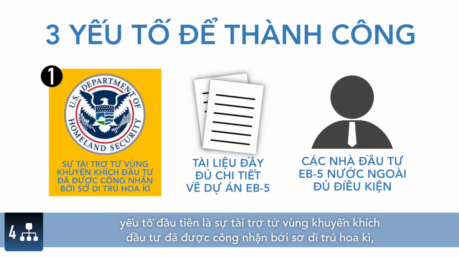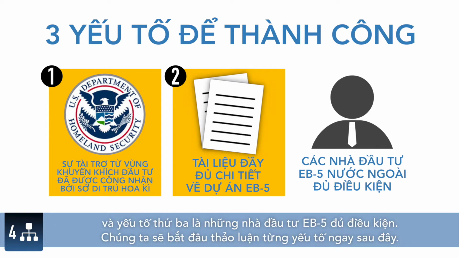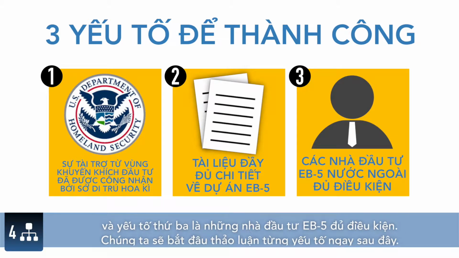First, sponsorship by a USCIS-approved regional center. Second, a complete set of EB5 compliant project-specific offering documents. And third, eligible EB5 investors. We'll discuss each of these elements next.